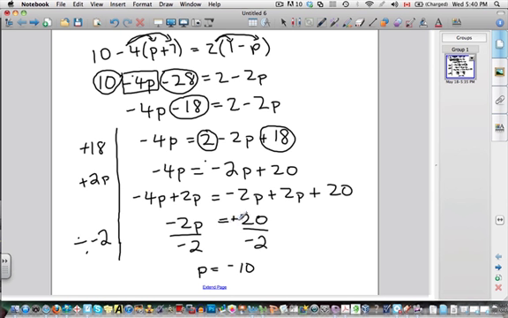Negative because positive 20 divided by negative 2 gives me a negative number. And there you have p equals negative 10. Now this is an example that would be able to help you on the back side of your worksheet.